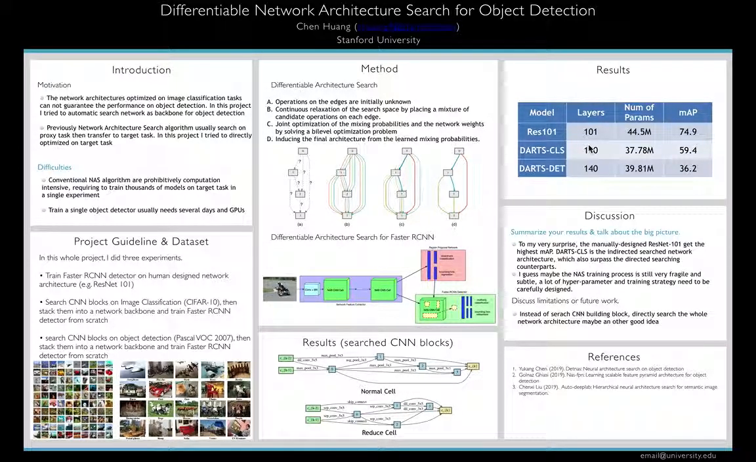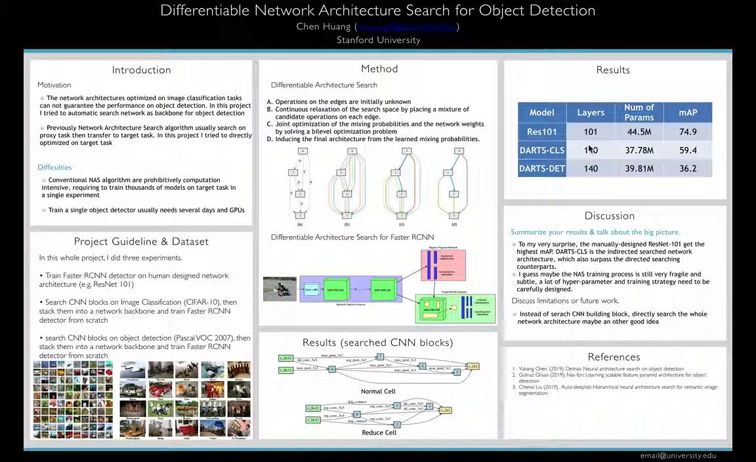And the interesting part comes. I did these three trainings and evaluated them all on Pascal VOC. What surprised me is that the human designed ResNet 101 got the best performance. The second experiment, which I trained on image classification and transferred to detection, got second place. The idea I propose, which is directly trained on the object detection task, performed the worst. That's out of my expectation, and it's really surprising.